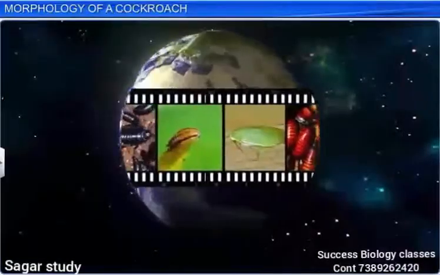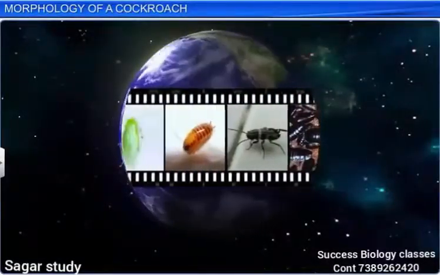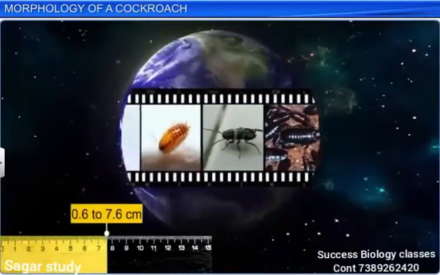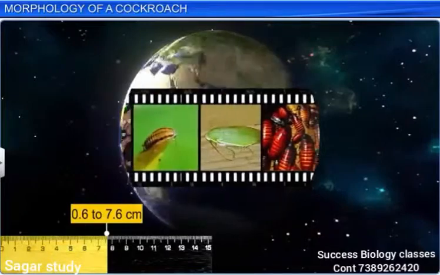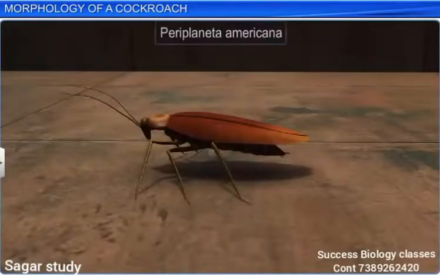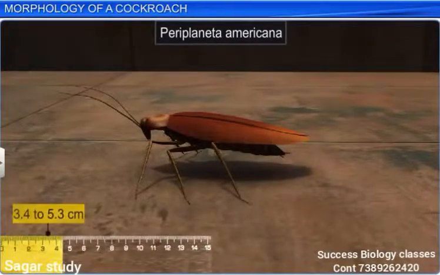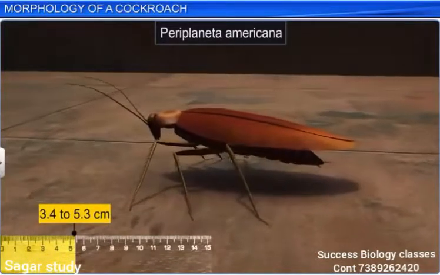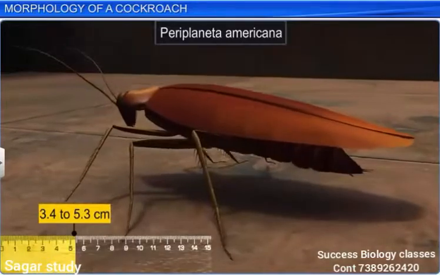There are about 4,000 species of cockroaches, and their lengths range between 0.6 and 7.6 centimeters. A common species, Periplaneta americana, measures 3.4 to 5.3 centimeters in length. The adult male of this species has wings extending beyond its abdomen.